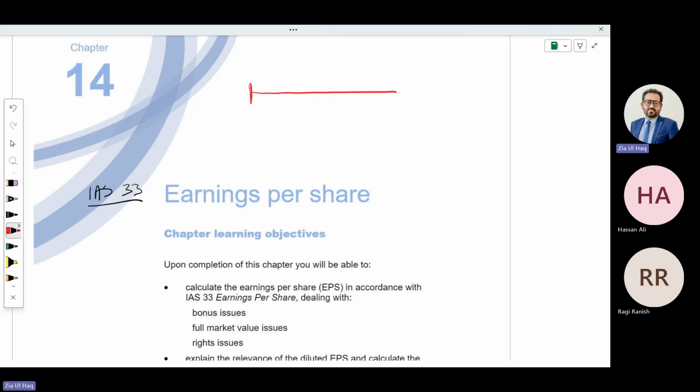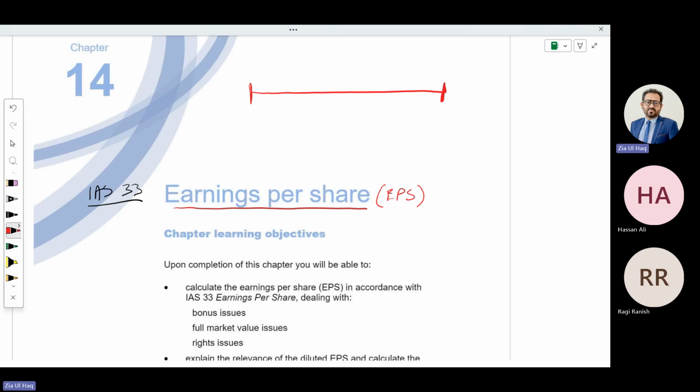So every year end, company need to prepare their financial statements. And there are five components of financial statements: statement of profit and loss, statement of changes in equity, statement of financial position, cash flow statement, and notes to the accounts. In notes to the accounts, company need to show earning per share. Earning per share. What does that mean?